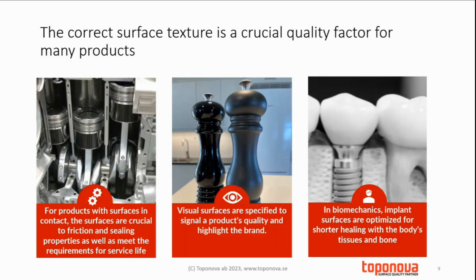The correct surface texture is a crucial quality factor for many products. If we start to the left here, for products with surfaces in contact, the surfaces are crucial to friction and sealing properties, as well as to meet the requirements for service life. Visual surfaces are specified to signal product quality and highlight the brand. In biomechanics, implant surfaces are optimized for shorter healing with the body's tissue and bone.